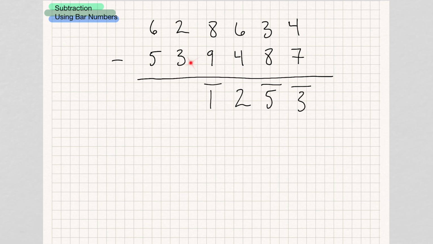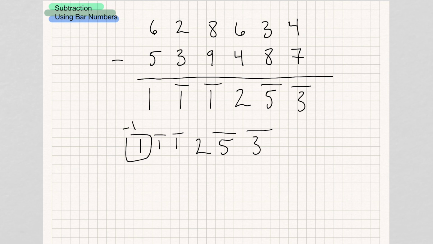Now we have 2 minus 3. 2 minus 3 we can't do, so 3 minus 2 gives us 1 with a bar. And finally 6 minus 5 gives us 1. So at this point we have our answer: 1, 1 bar, 1 bar, 2, 5 bar, and 3 bar. Now, like I said, you can normally skip this step once you get used to it, but we're going to subtract 1 here, and then do our all from 9 last from 10 on the remaining numbers.